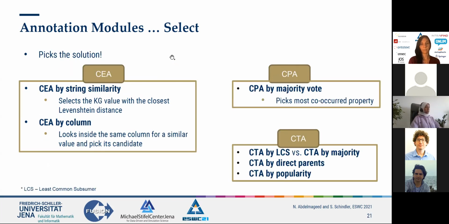The final stage is selection, which picks the solution. Here we have multiple methods doing the same task, and those are the dominant ones. For example, this CEA selects the closest knowledge graph label given the Levenshtein distance, and for CTA we have LCS or majority vote. I would explain that in the following slides. And for CPA, we have only CPA by majority vote. So basically, it picks the most co-occurring property.